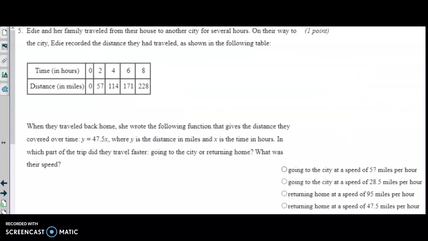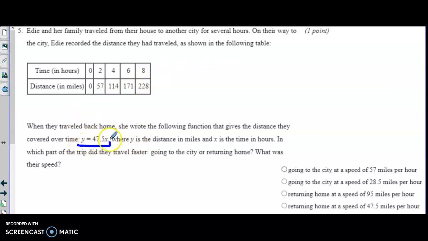All right, Eddie and her family traveled from their house to another city for several hours. On their way to the city, Eddie recorded the distance they had arrived, as shown in the following table. When they traveled back home, she wrote the following function that gives the distance they covered over time as y equals 47.5x, where y is the distance in miles and x is the time in hours. In which part of the trip did they travel faster, going to the city or returning home, and what was their speed? Okay. We know the speed for returning home.